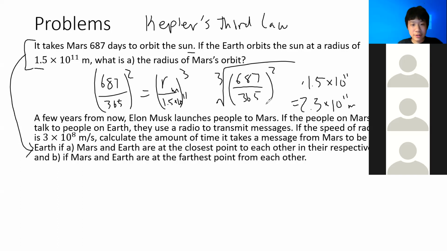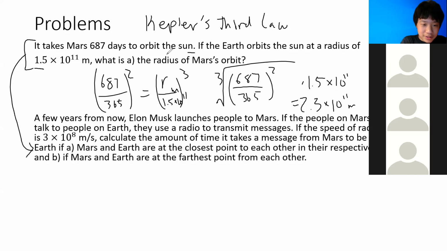In a few years now, Elon Musk will launch people to Mars. I hope you guys are looking forward to that. And if the people on Mars want to talk to people on Earth, they use a radio to transmit messages. If the speed of radio waves is 3 times 10 to the 8th meters a second, calculate the amount of time it takes a message from Mars to be relayed to Earth if first, Mars and Earth are at the closest point to each other, and second, when they're farthest away from each other.